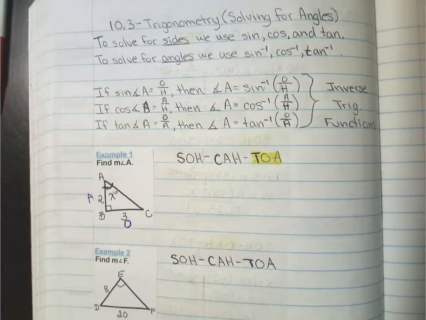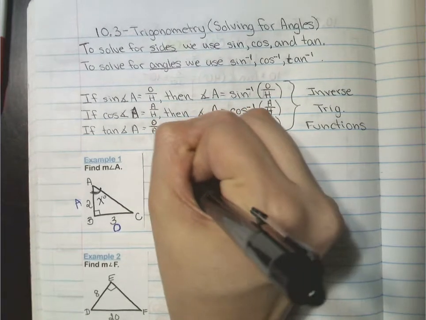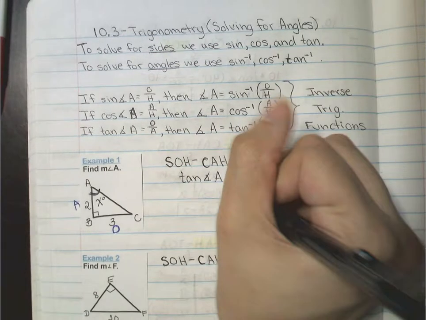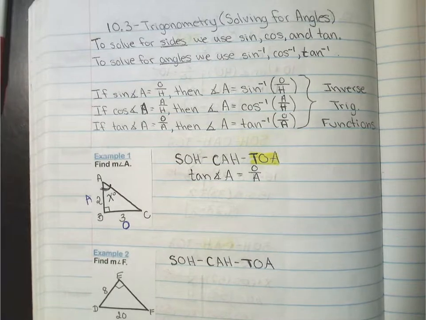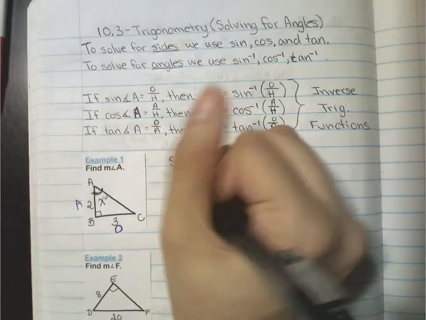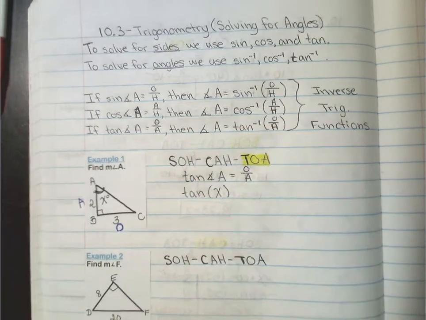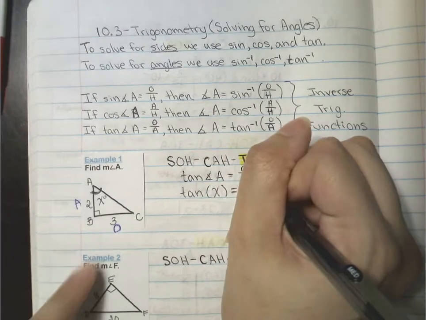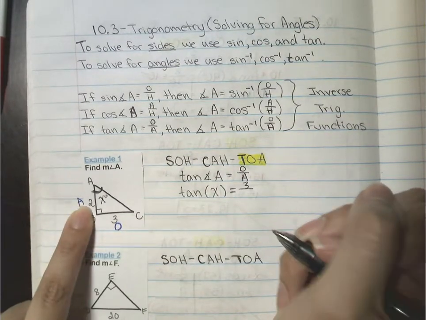So I'm going to write my formula. I'm going to have tangent of angle A equals opposite over adjacent. Same as before, I'm going to replace those letters with numbers. So tangent of x, since that's the angle that I'm looking for, equals the O, which is the 3, over adjacent, which is 2.